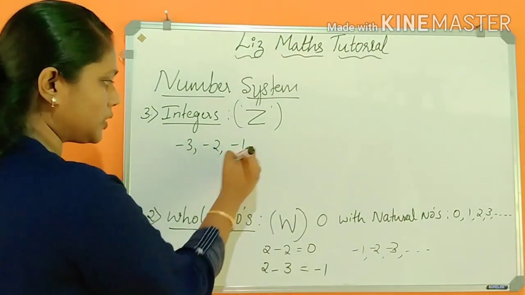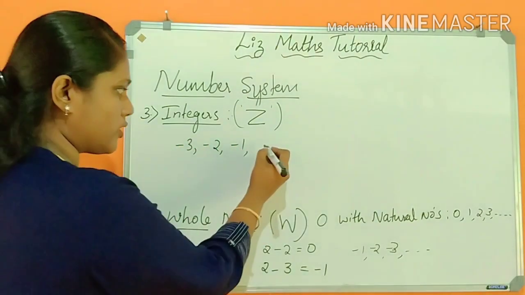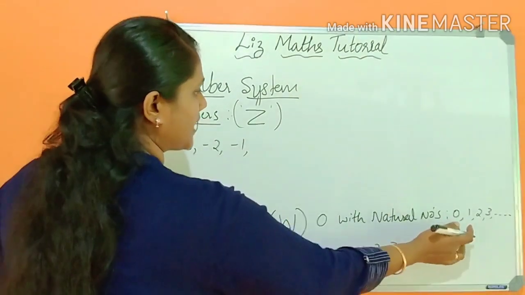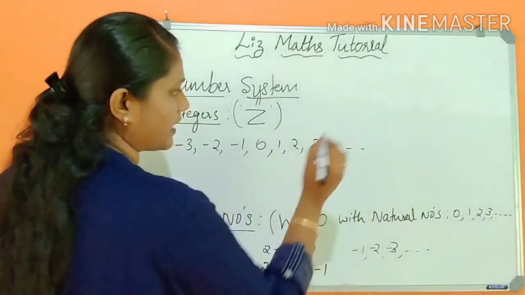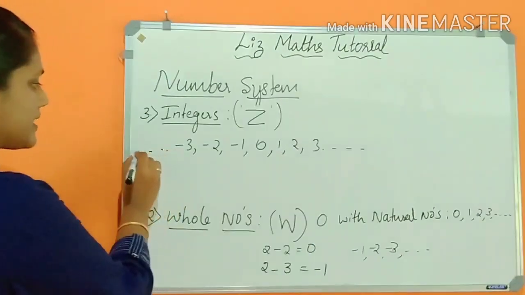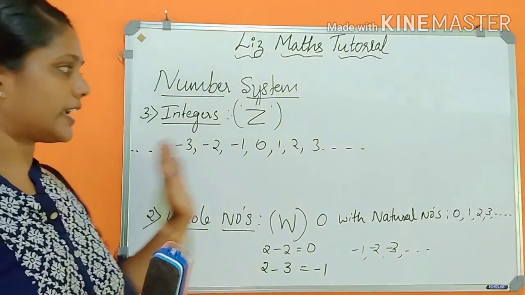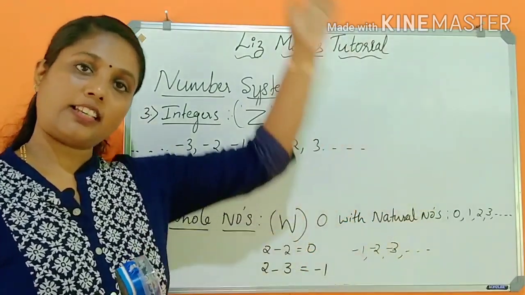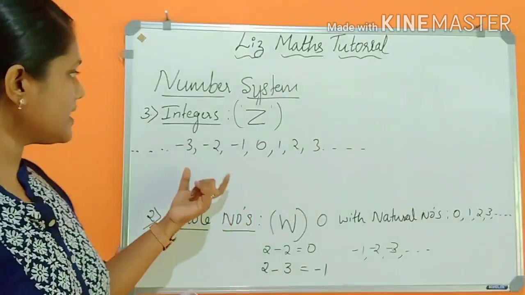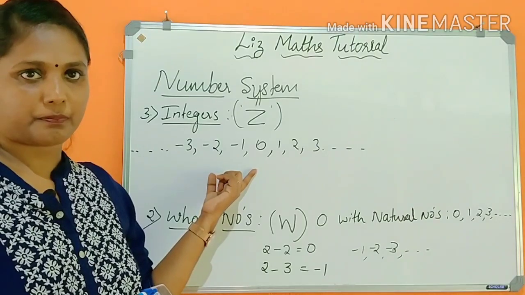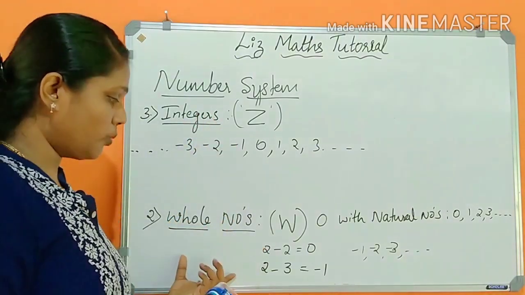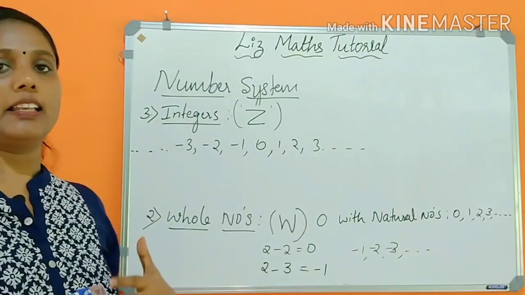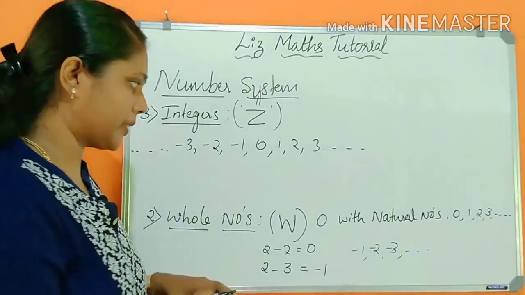I am writing the negative terms. Negative of natural numbers with whole numbers. Whole numbers start with what? 0, 1, 2, 3, etc. Here also there is an extension. On both the negative side and the positive side there are numbers to infinity. So these are called integers. So you should have an idea about which are the integers, which are the whole numbers, and which are the natural numbers. Clear? Okay.